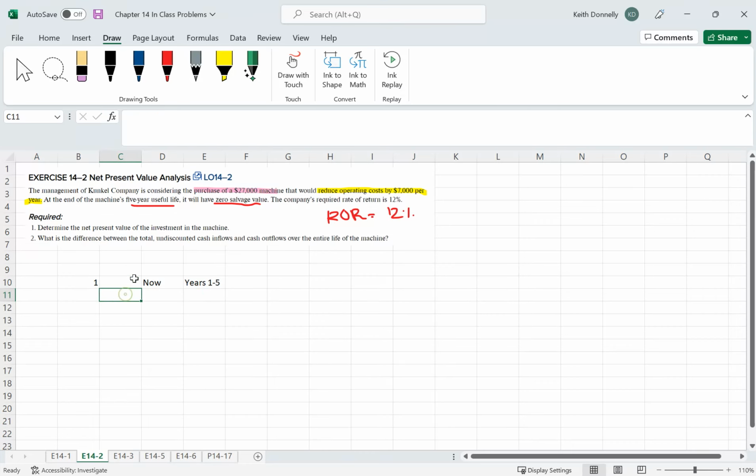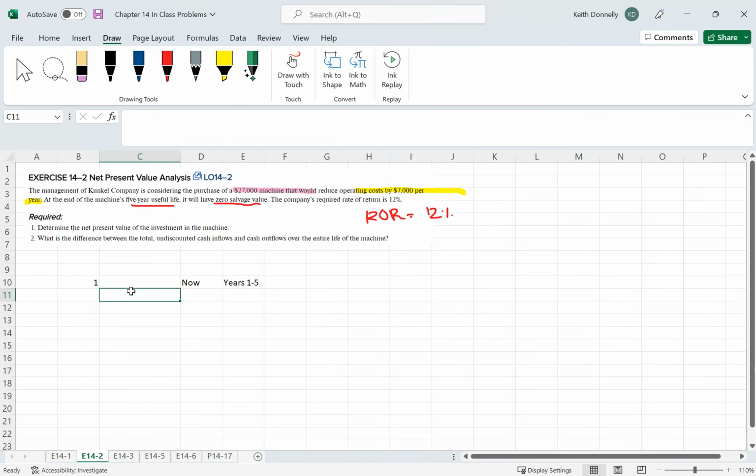Okay, and then let me kind of stretch this out, right? We purchase the machine, so right now that's a negative 27,000 cash flow. You spend that amount on the machine right now. Then the next thing we have to be aware of is that it reduces operating costs. They're telling us $7,000 a year, $7,000 in years 1 through 5.